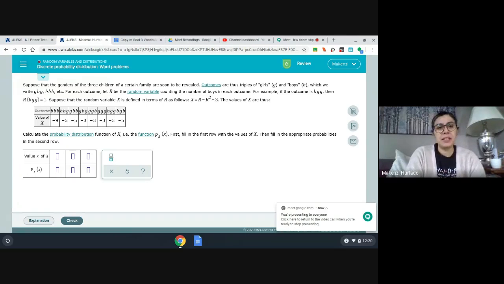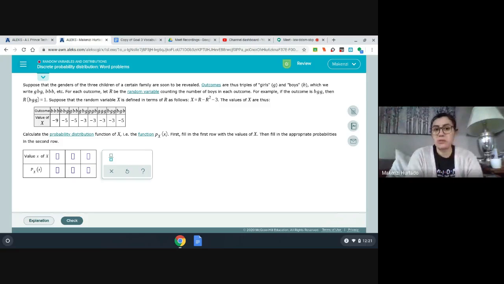I'm going to be explaining discrete probability distributions, a word problem. You should be doing this topic right after you do discrete probability distribution basic. So now we are going to be creating our own discrete probability distribution table based on the data that's given to us.